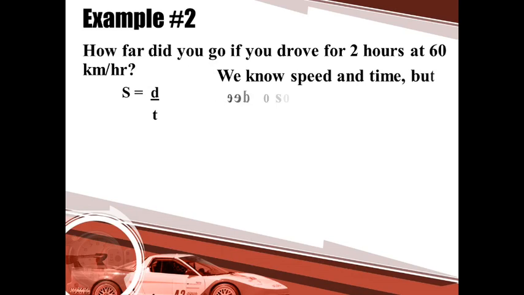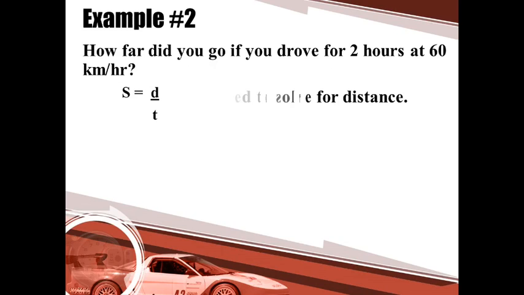In my example, I just rearranged the equation first. So I need to get distance by itself. That means I need to get rid of time on the bottom. It's being divided by time, so to get rid of it, I must multiply both sides by time. Now time is canceled out right there. I'm left with distance is equal to speed times time.